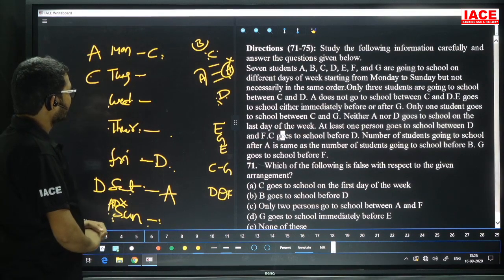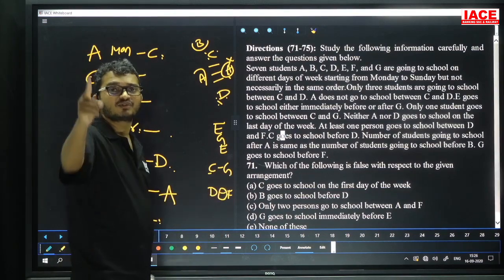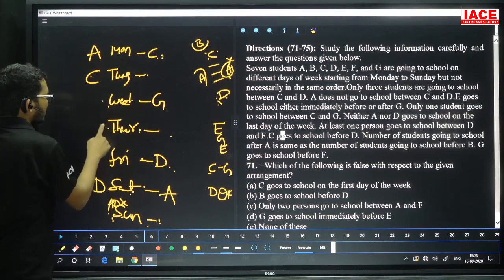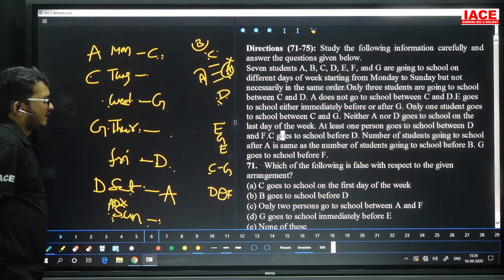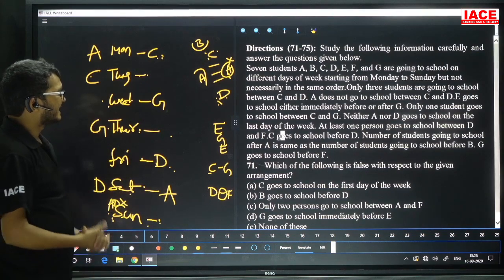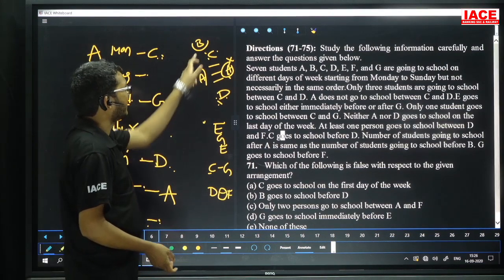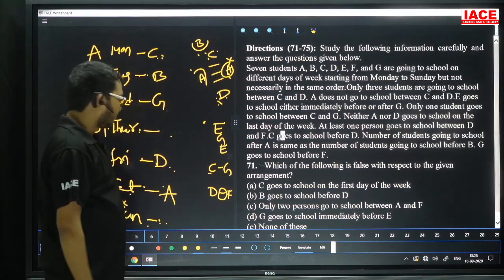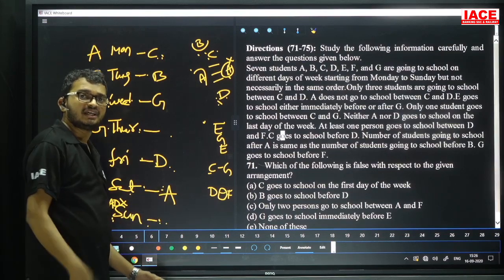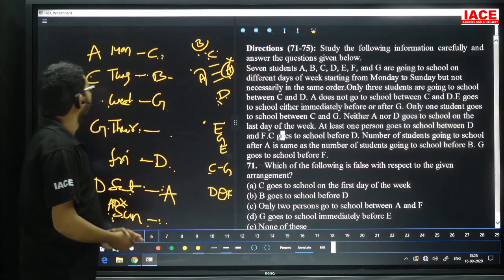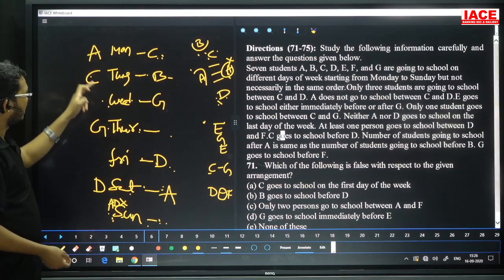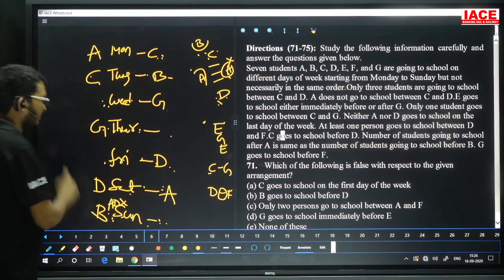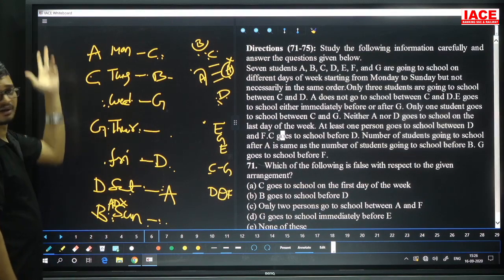Next one. Friends, between C and G, one student is going. Now, C, 1, this one is G. Here also C, 1, this one is G. Next, if you know about A, the number of students going after A is the same as before B. After A, 1, then before B also 1. After A, here 1, 2, 3, 4, 5, 6 members, then before B also 6 members. Yes, after A is the same as before B.